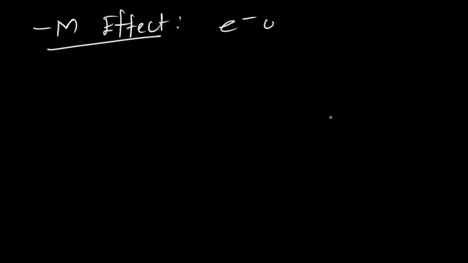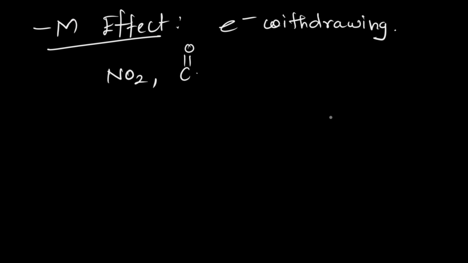Okay, so what about minus M effect, ma'am? It's just opposite to that. Electron withdrawing groups are present. For example, nitro, CO, cyanide, and much more. I will be attaching the list of electron withdrawing and electron donating groups over there.